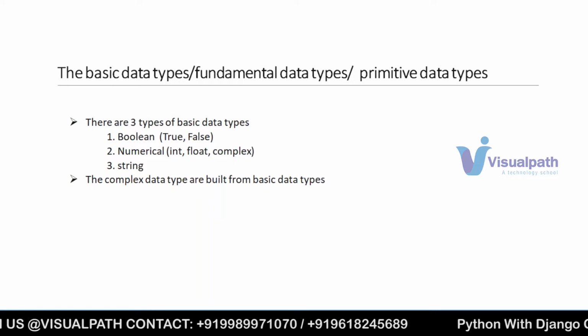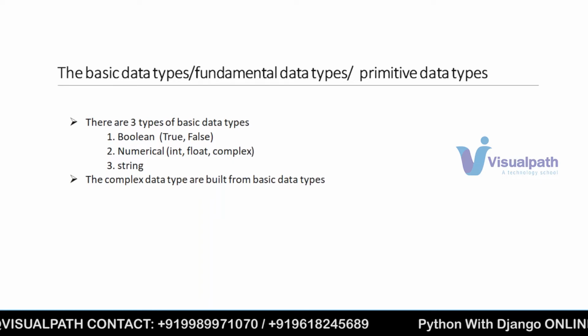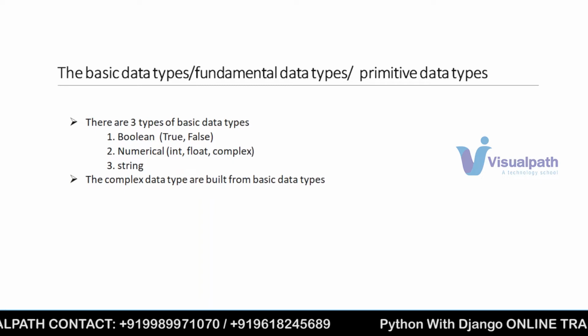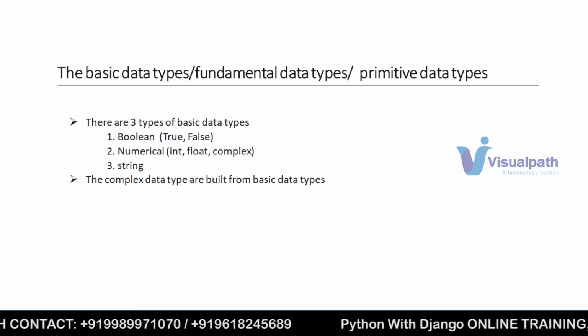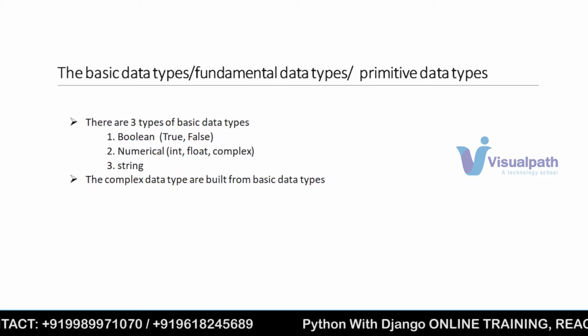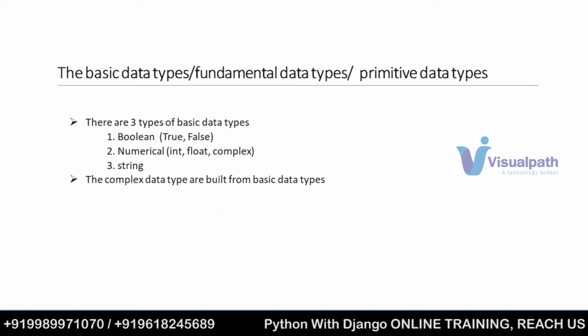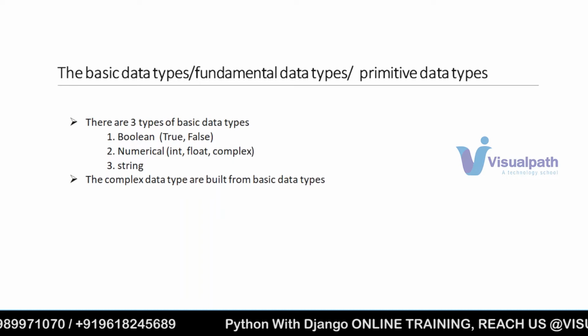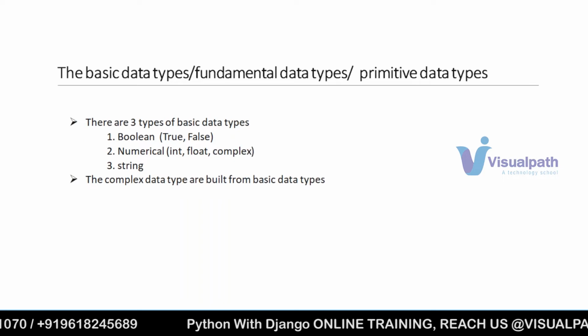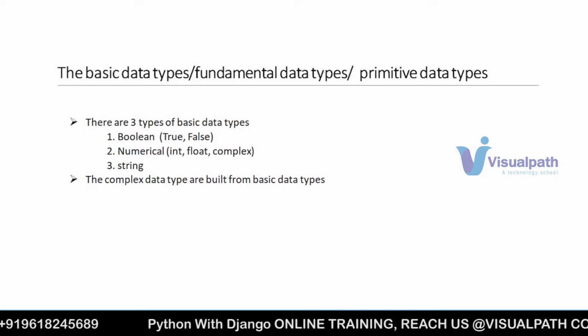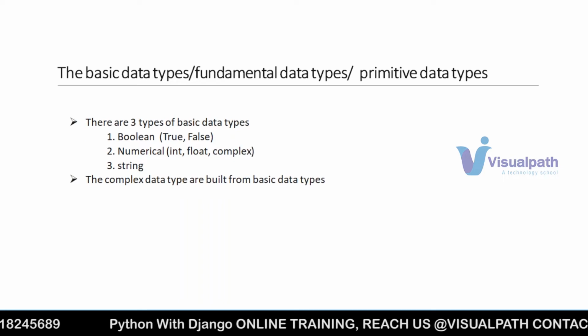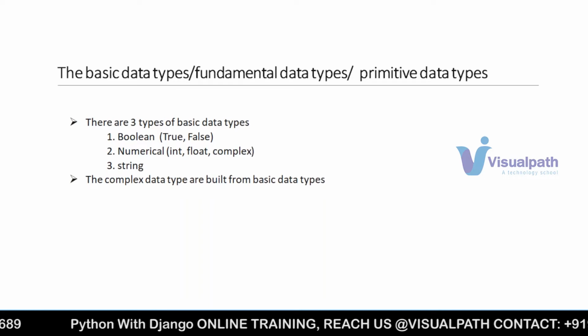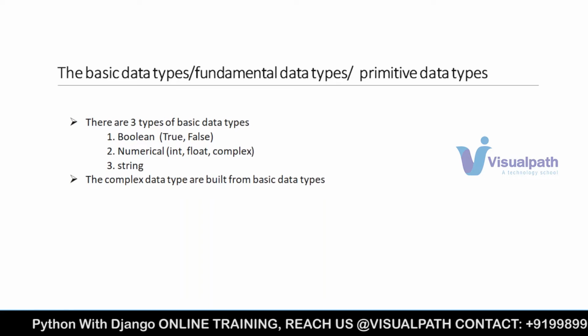Yesterday we have seen the list of keywords. So what are the keywords which start with a capital letter? True, False, None. Only these 3 will start with a capital letter. Rest everything will start with small letters only. So what are the fundamental data types? Boolean data types, which is true and false.